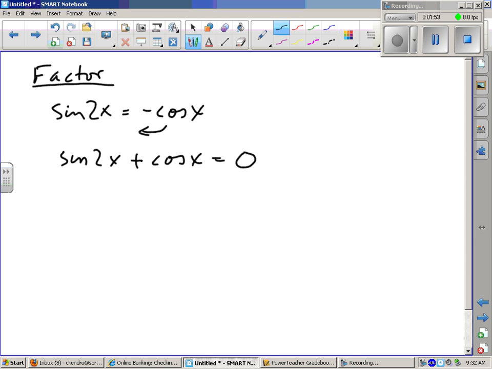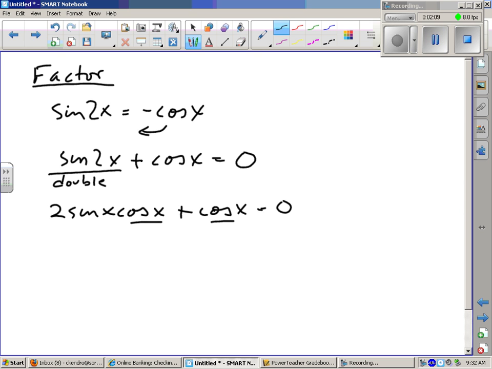Well, there's nothing in common here now, but this is a double angle formula. And the double angle formula has another form of 2 sine x cosine x. Hopefully you have those memorized. And then adding the other cosine x. Now they do have something in common, so I can factor that out front. And I'm left with 2 sine x plus 1. Don't forget, when you factor out a cosine, you're actually leaving a 1 there.